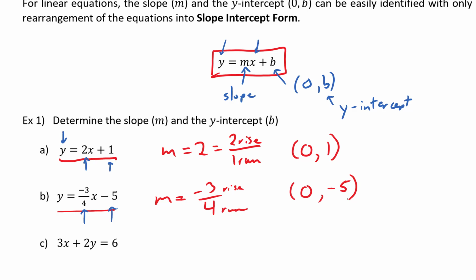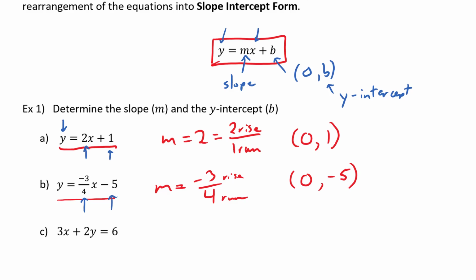I'd like you to try the last one here on your own. Notice this is not in slope-intercept form. This is in standard form. So your first step here will be to solve for y. Put y on one side and everything else on the other side. Once you have that, read off the slope and the y-intercept. Try that now.